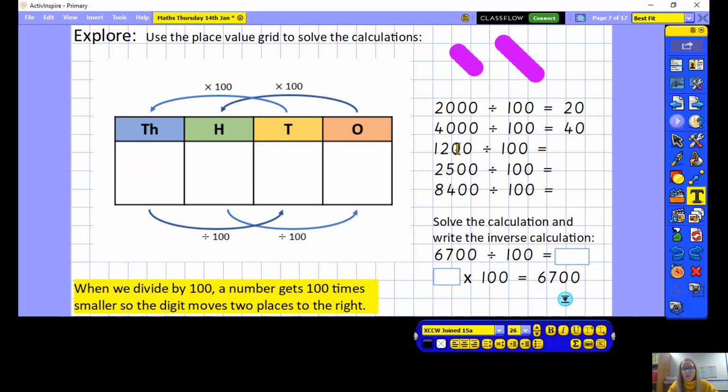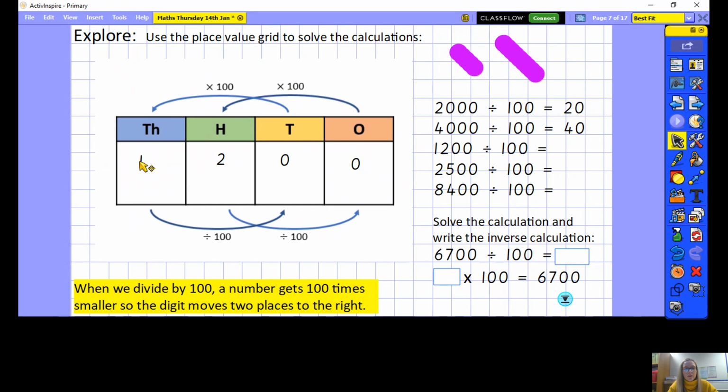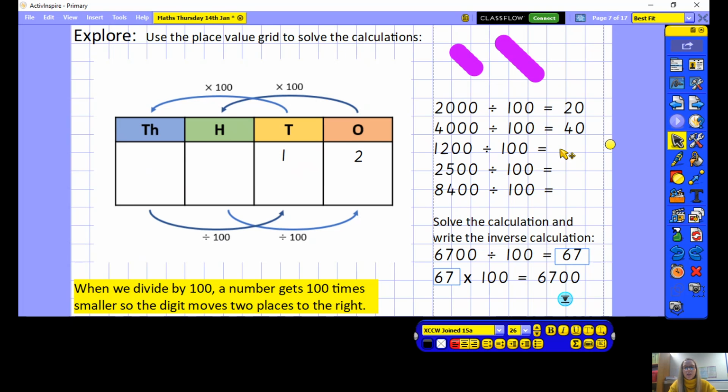So 1200 divided by 100. So I've got 1200. Okay, so we move our numbers 2 spaces to the right. So I'm going to get rid of those zeros there, so you can see the hundreds move in 2 spaces, 1, 2, and the thousands move in 2 spaces, 1, 2. So now you can see that 1200 divided by 100 equals 12.